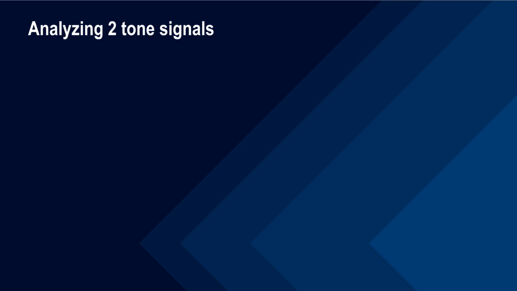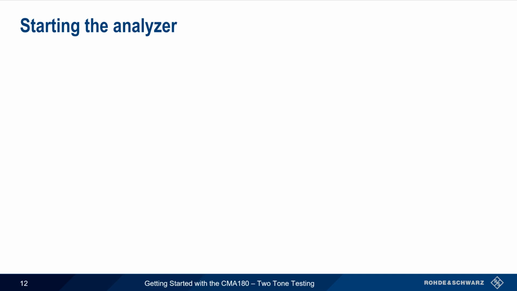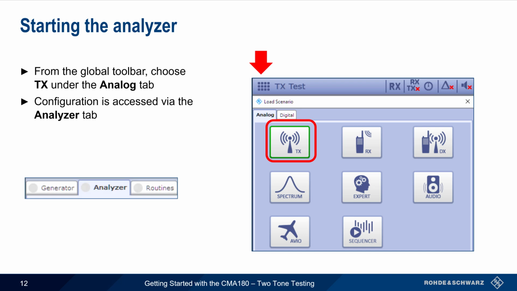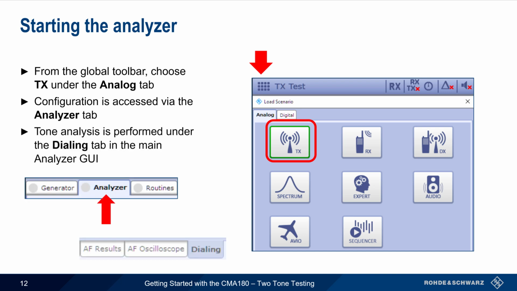Now let's go step by step through how to analyze received two-tone signals from a demodulated RF carrier. Tone analysis is started by going to the global toolbar and then selecting TX under the Analog tab. Analysis is configured from the Analyzer tab in the main TX GUI, and tone analysis parameters are accessed from the Dialing tab at the bottom of the Analyzer GUI.